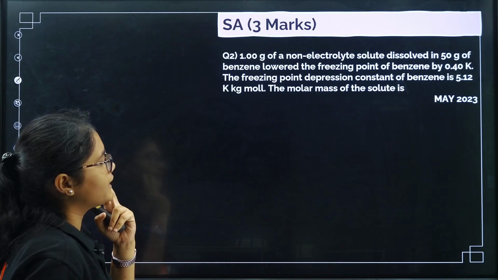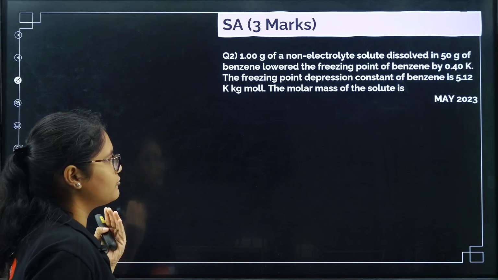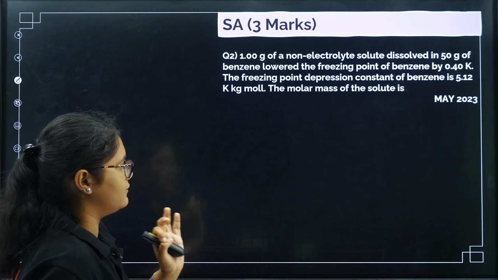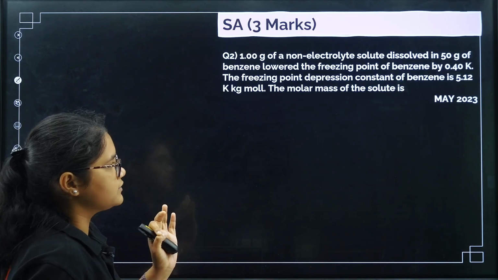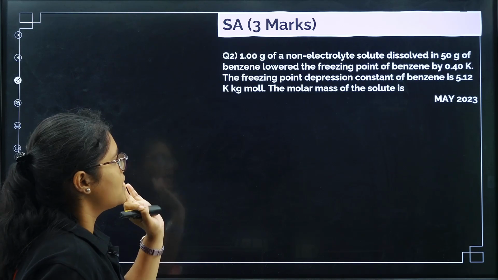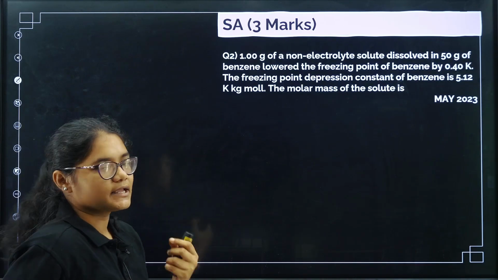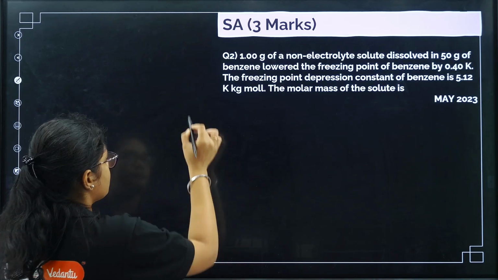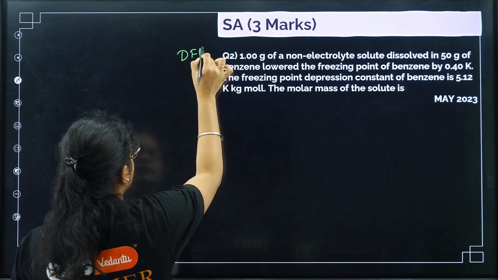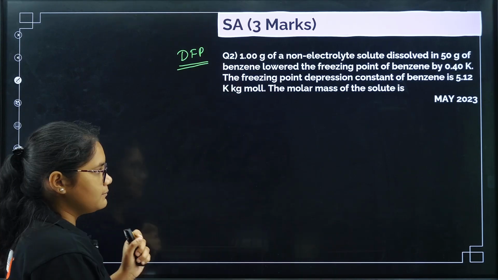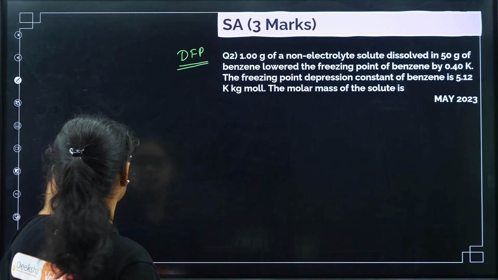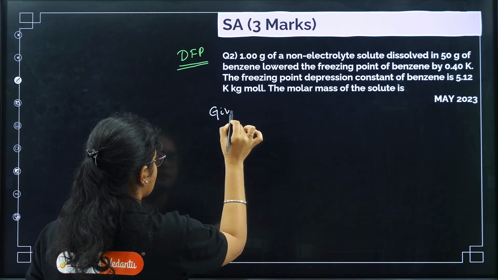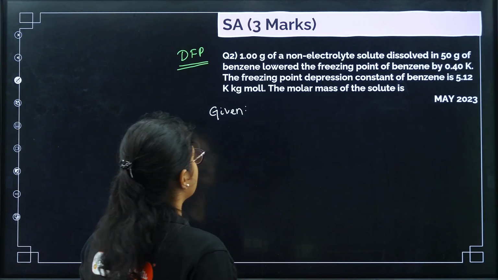1 gram of a non-electrolyte solute dissolved in 50 gram of benzene lowered the freezing point of benzene by 0.40 Kelvin. The freezing point depression constant of benzene is 5.12. The molar mass of the solute is. Again the question is on the molar mass, but now which colligative property is used? Depression in freezing point, right? We'll follow the same method. Now I'll not write the steps, like I'll not tell you step 1, step 2. So we'll start with given, right? So let us write down the values again.